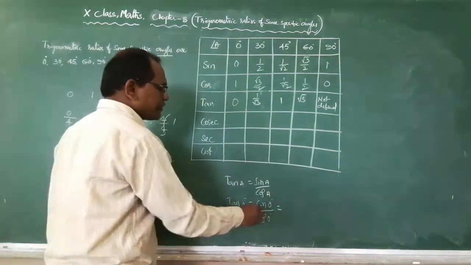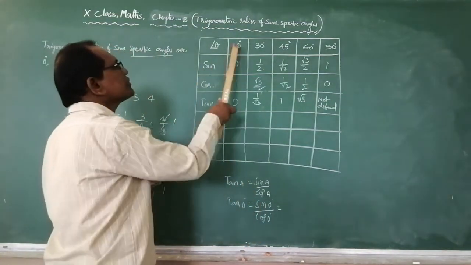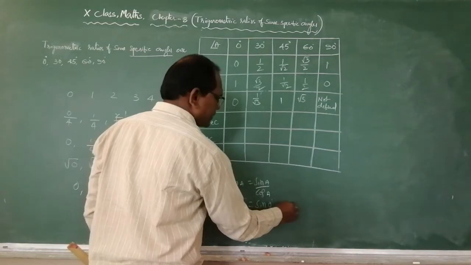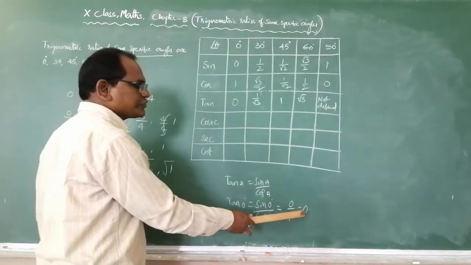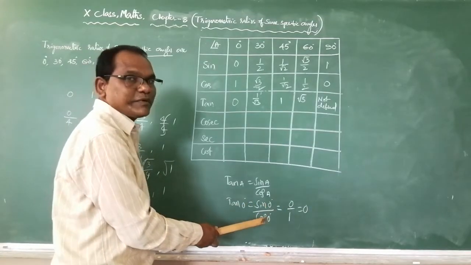So what is sine 0 degrees now? Sine 0 degrees means 0. 0 by 1, what does that mean? 0. Therefore tan 0 degrees equals 0. Tan means sine by cos.